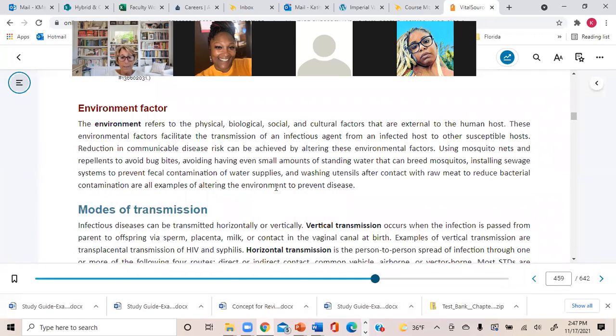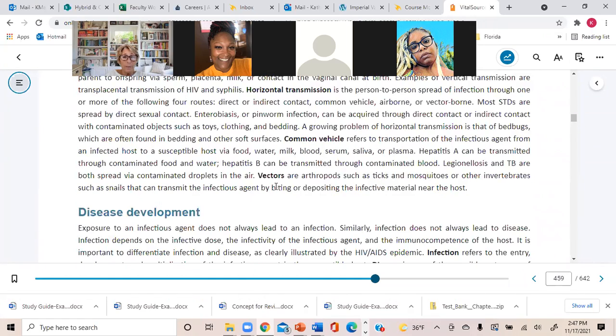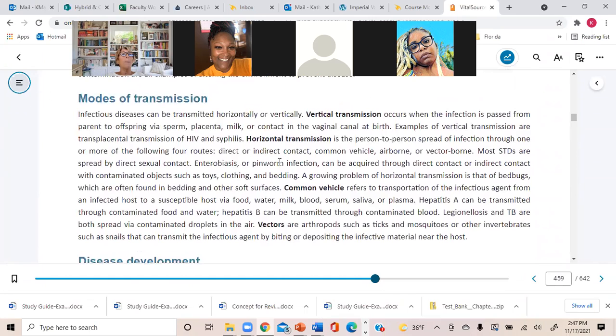Or if you think of bug bites, think of the vector communicable diseases. It depends. The type of agent, the type of host, and the environmental factors all make up what's going to happen. Does that make sense?